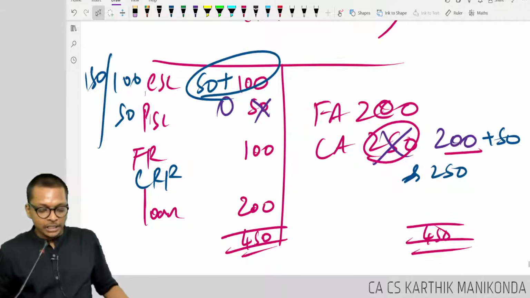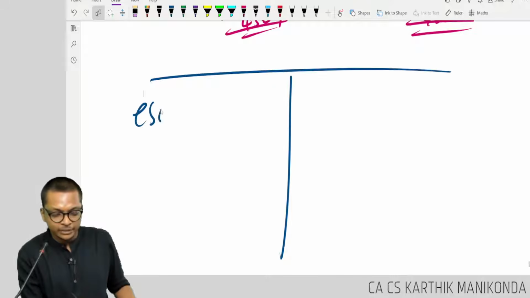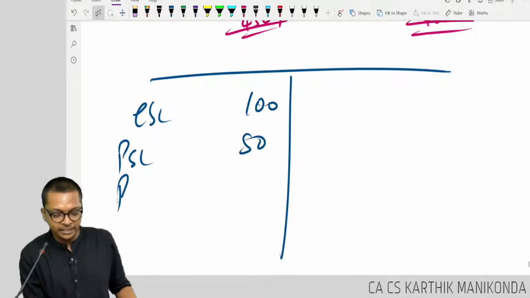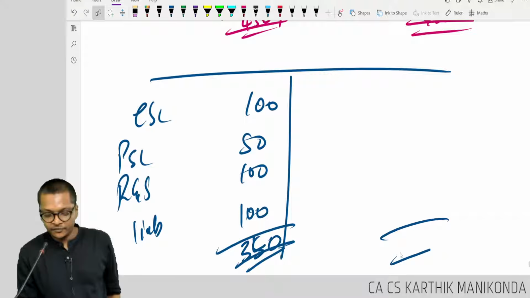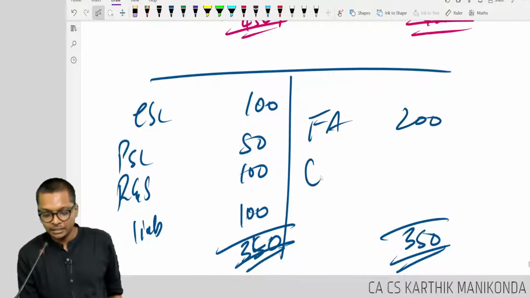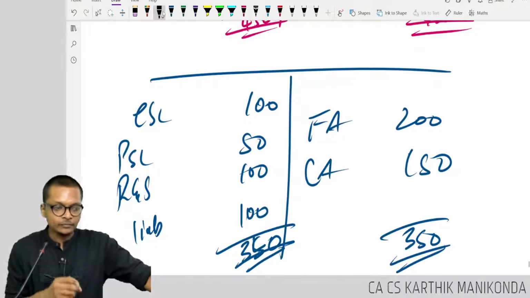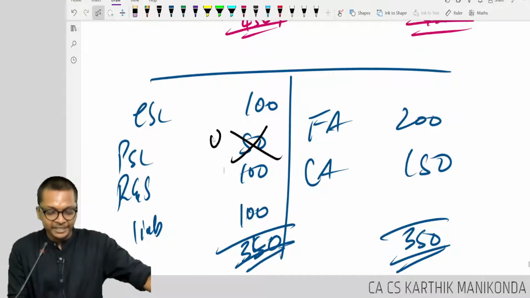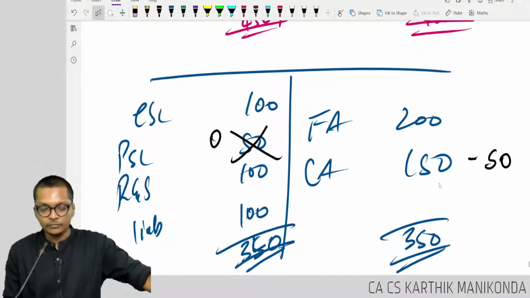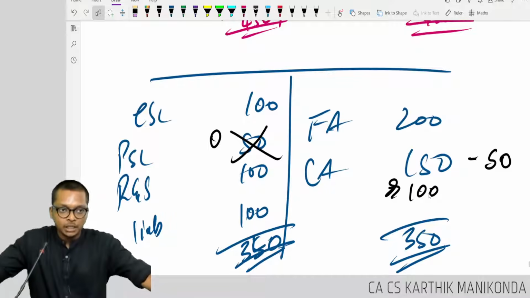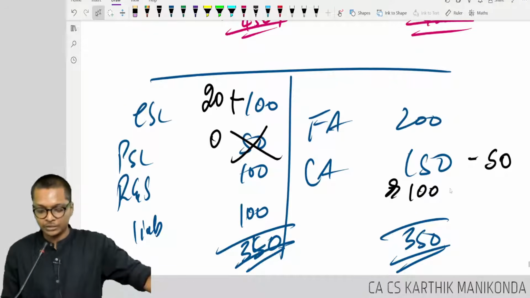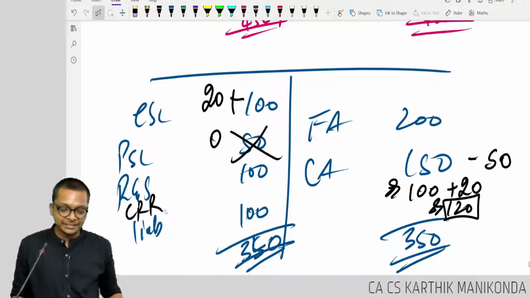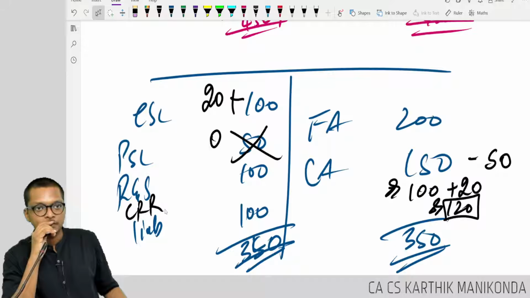Next, the third scenario. If you are able to answer this, you are getting it correctly. Equity share capital 100, preference share capital 50, reserves and surplus 100, liabilities 100, total is 350. Fixed assets 200, current assets 150. Now follow very carefully. I am repaying preference shares, so cash reduced by 50, current cash is 100. Now I am doing a new issue of equity shares, plus 20. So cash increased by 20. How much to transfer to CRR? If you get this correct, you got the concept. How much to transfer? How much, guys?